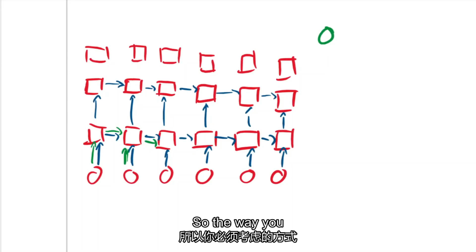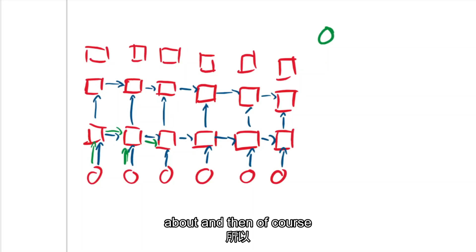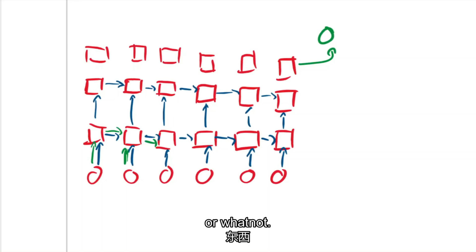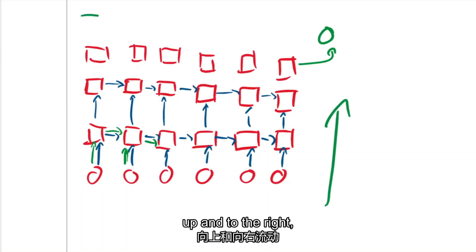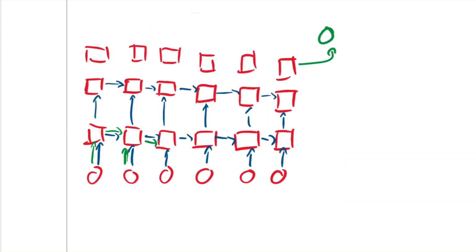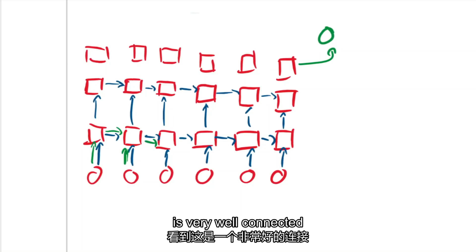Right. So the way you have to think about, and then of course here in this, the output of the last top right one goes into predicting the next token or action or whatnot. Because the top right one, as you can maybe see, all the information flows up and to the right in this case right here. This is what an RNN does. Now you can see this is very well connected information.